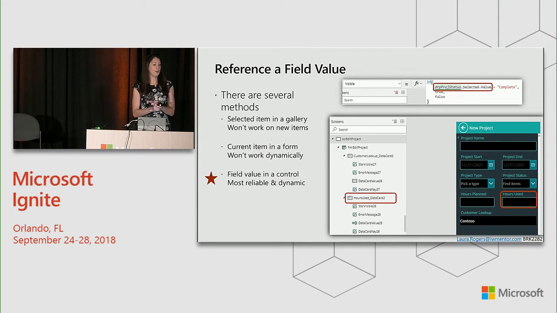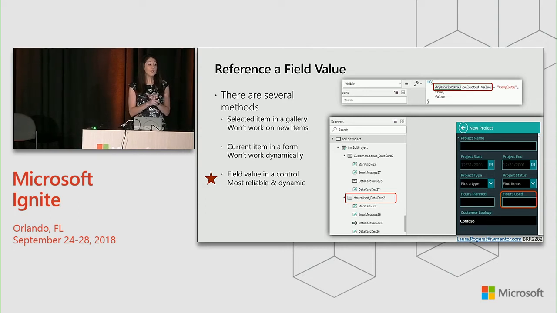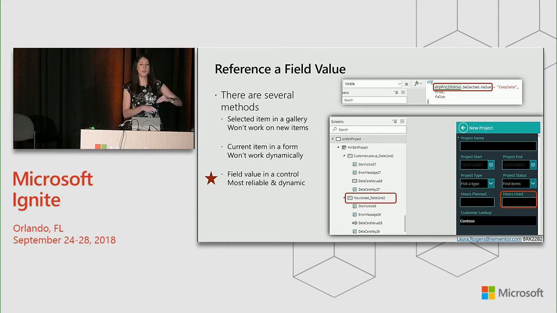I say the value equals complete. If it's complete, then true. So true means it's going to be visible. Otherwise, false. So this is how I can accomplish that whole card disappearing and reappearing.